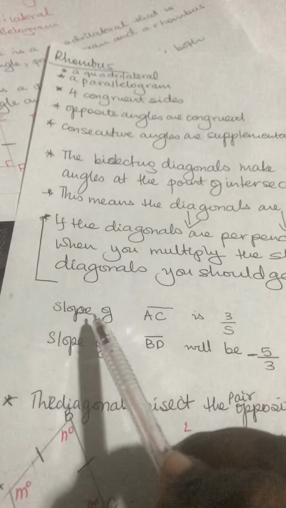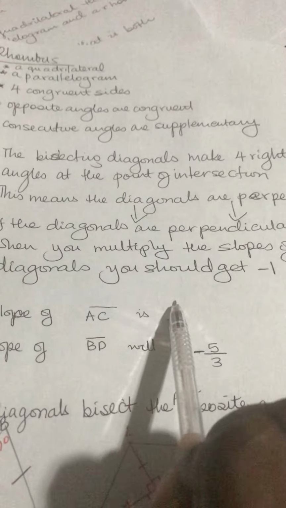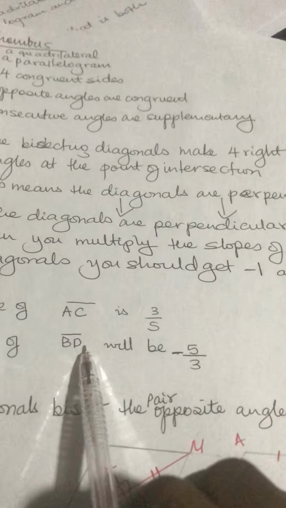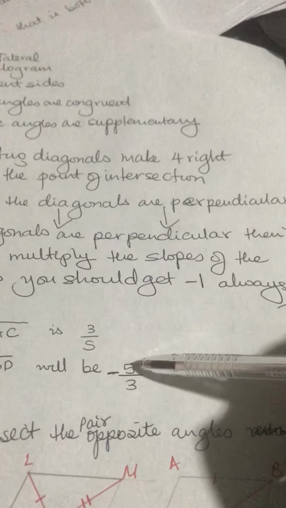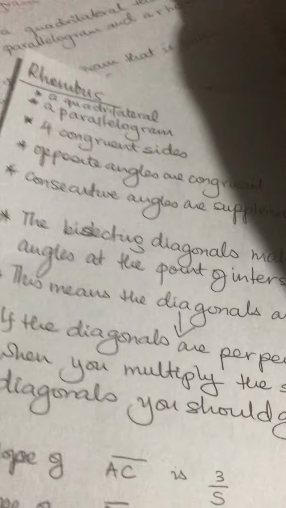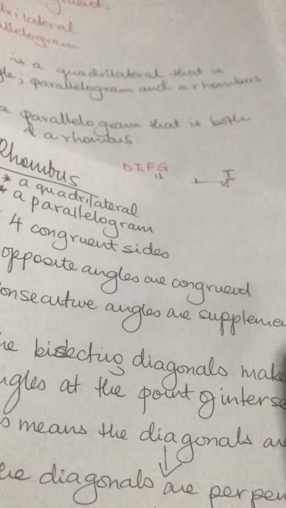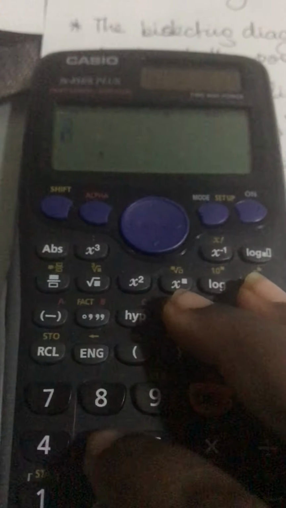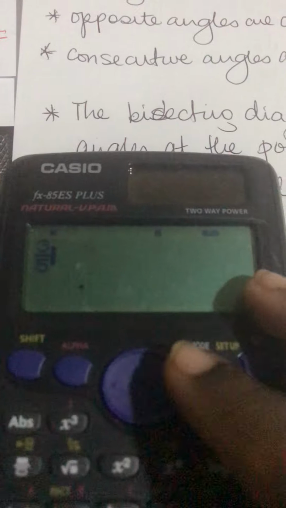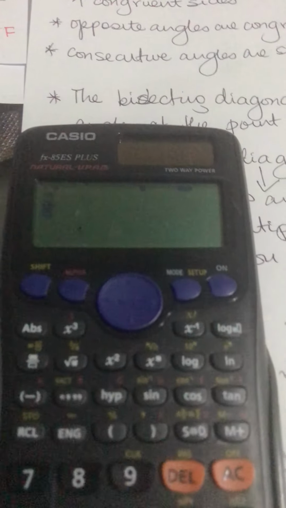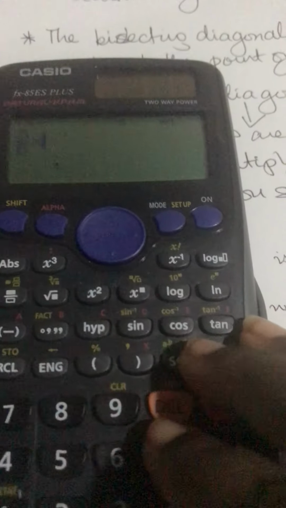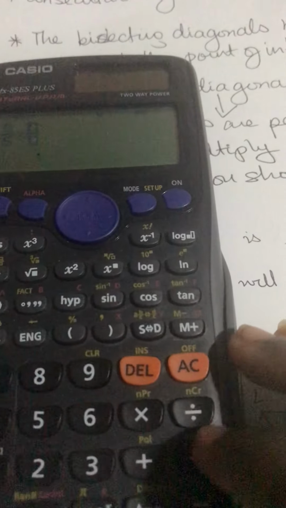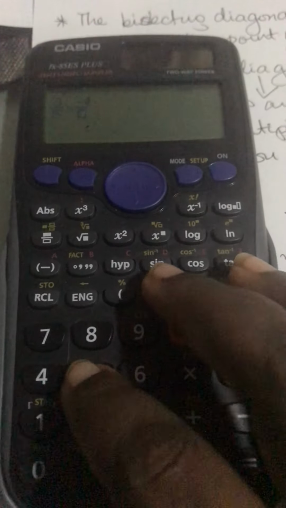Okay? So, I am saying the slope of AC, if it is 3 over 5, then the slope of BD will be 5 over 3 and then negative. So, let us see if these two numbers will give me -1. I'm just saying, maybe you'll calculate and get something else. So let's say I calculated and I found my slope to be 3 over 5. Then I want to multiply with -5 over 3.